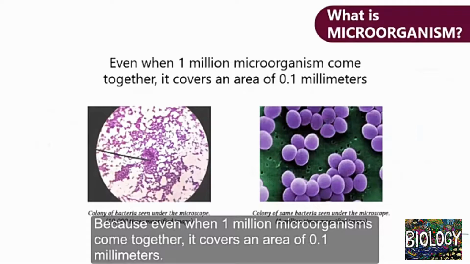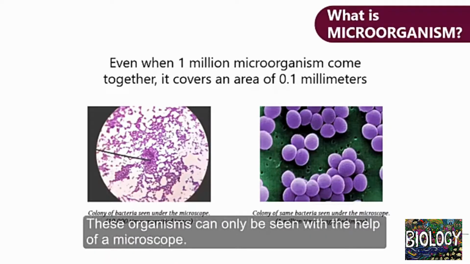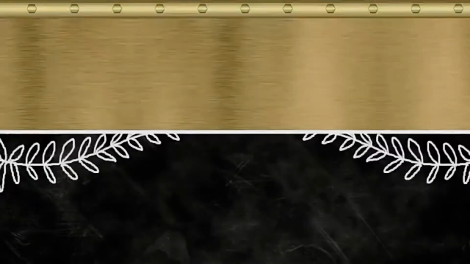Why? Because if we have 1 million microorganisms combined together, they cannot be seen with a naked eye because they are very tiny living organisms that only occupy a limited space, except with the aid of a microscope.